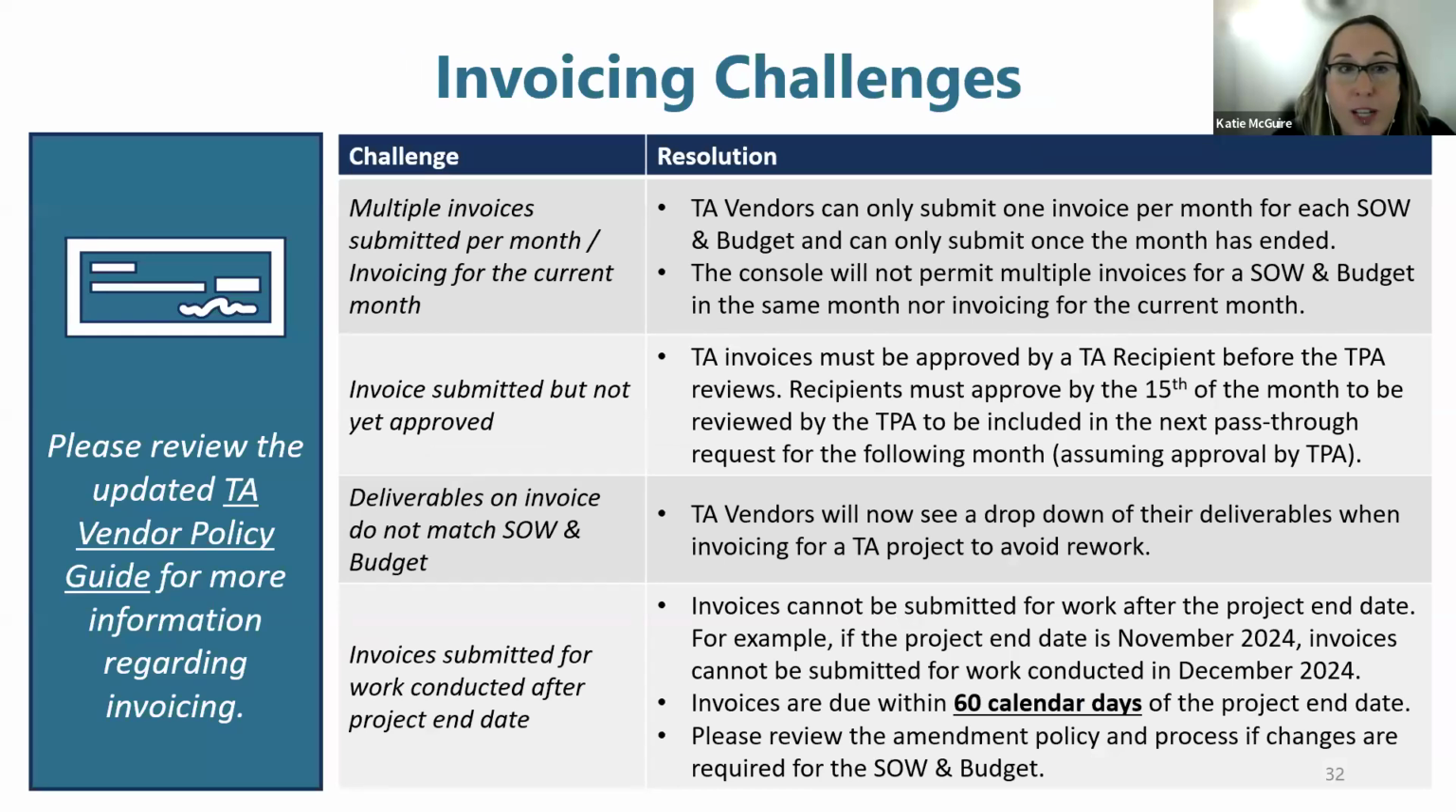So now you've had the approved SOWs, whether it's the version 1 or amendments, and you're ready to invoice. Some challenges that have been seen are multiple invoices being attempted to be submitted per month, or invoicing for the current month. TA vendors can only submit one invoice per month for each SOW and can only submit once the month has ended. The console will not permit multiple invoices for an SOW in the same month, nor will it allow invoicing for the current month.